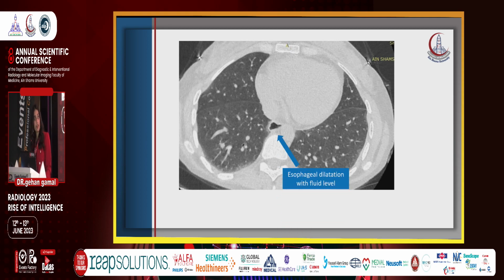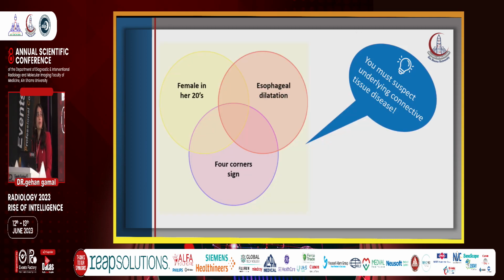There was esophageal dilatation with fluid level, as shown here in this picture, which made the diagnosis of connective tissue-related interstitial lung disease more likely, specifically systemic sclerosis. To sum up, if you find a case of interstitial lung disease with 4-corner sign, esophageal dilatation, and affecting a younger age group, you must suspect underlying connective tissue disease. Subsequently, the patient did the relevant investigations, and the autoimmune markers for systemic sclerosis turned out to be positive.